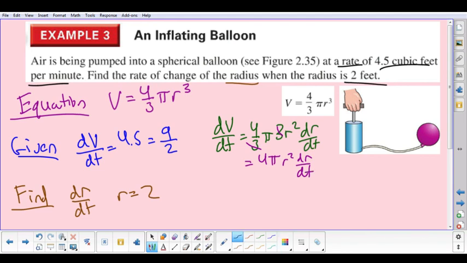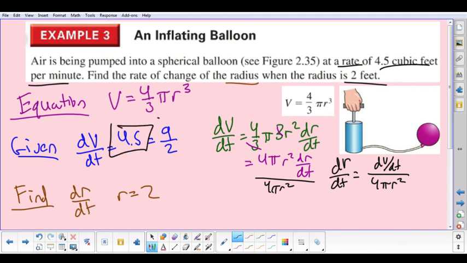Okay. At this point, I can plug things in. Well, I'm trying to find dr/dt, so let's rearrange this equation. I'm going to divide by 4 pi r squared on both sides. So what you'll get is dr/dt equals dV/dt all over 4 pi r squared. At this point, you're going to plug in 9/2 or 4.5. We can just plug in the decimal: 4.5 for dV/dt, over 4 pi times 2 squared on the bottom.